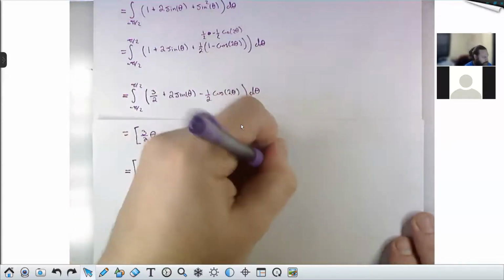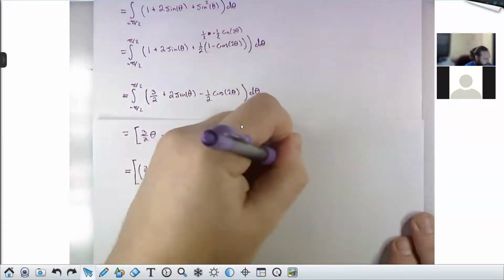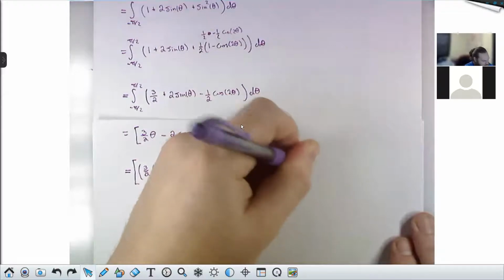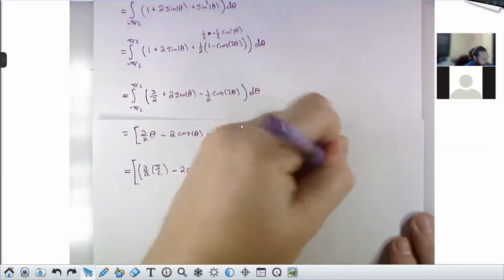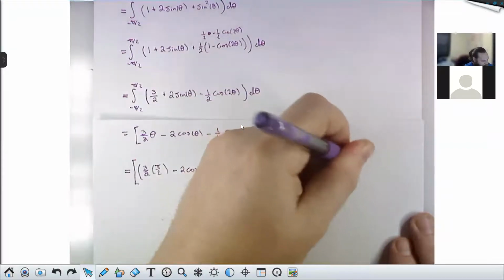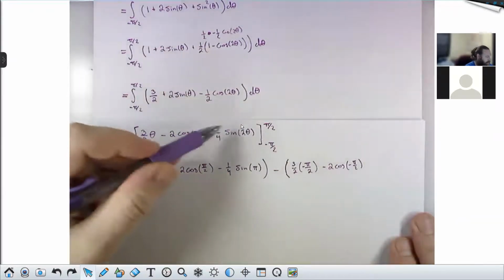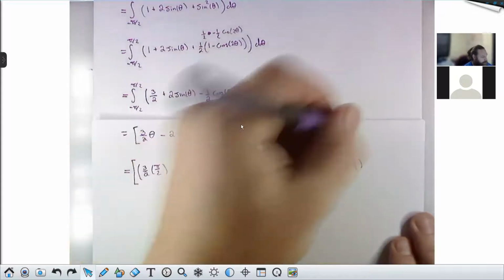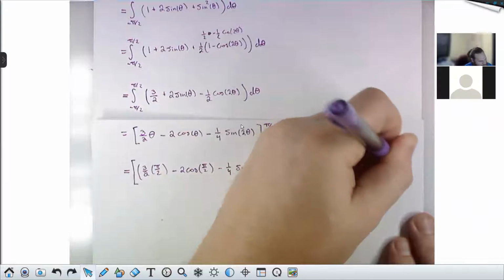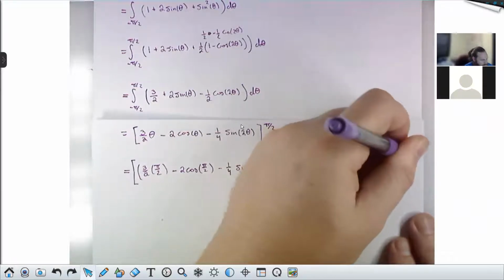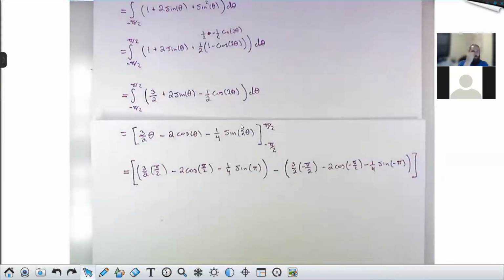And then at the lower bound, I'll have 3/2 times negative pi over 2 minus 2 cosine of negative pi over 2 minus 1/4 times the sine of 2 times negative pi over 2, which is minus 1/4 times the sine of negative pi. And we could have skipped writing most of this, but I just don't want to overwhelm.